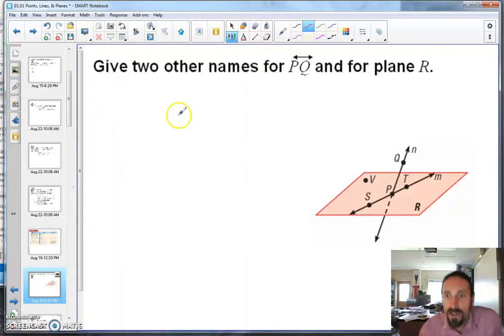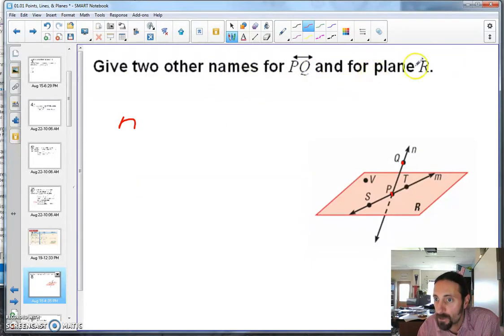Give 2 other names for line PQ and for plane R. Well, another name for line PQ, let me find out. Here's P, here's Q. Another name for line PQ would be that little line N. Okay, I'm trying to write with a mouse, so bear with me. This will get better throughout the year. So that's another name for line PQ.